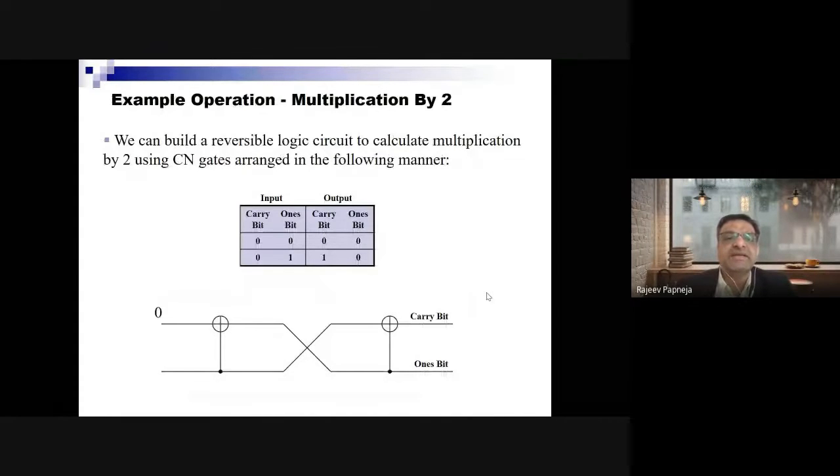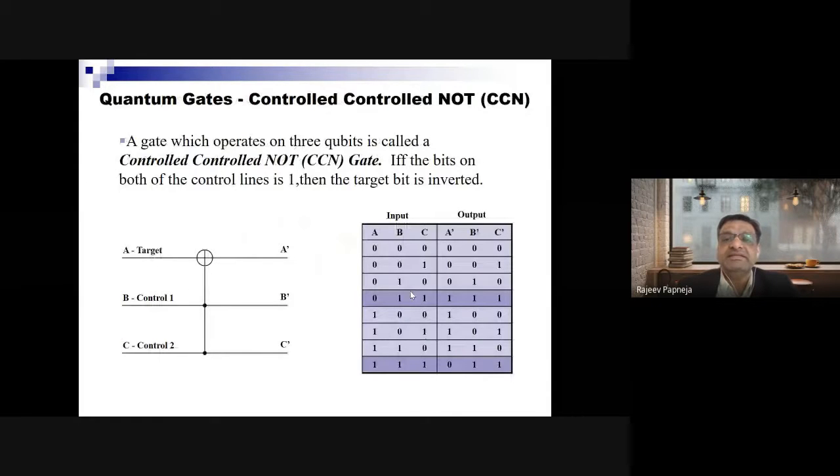Then there's an example operation. How do you multiply by 2? We can build a reversible logic circuit to calculate the multiplication by 2 using a CN gate. If you arrange the gates in the following manner and do the logic gate calculations, you will see how we can do multiplication by 2 by adding a half adder gate. And then there is a controlled NOT gate.